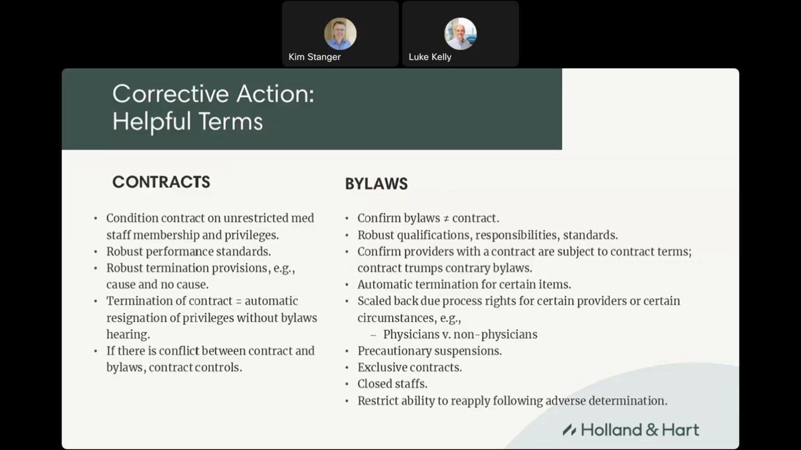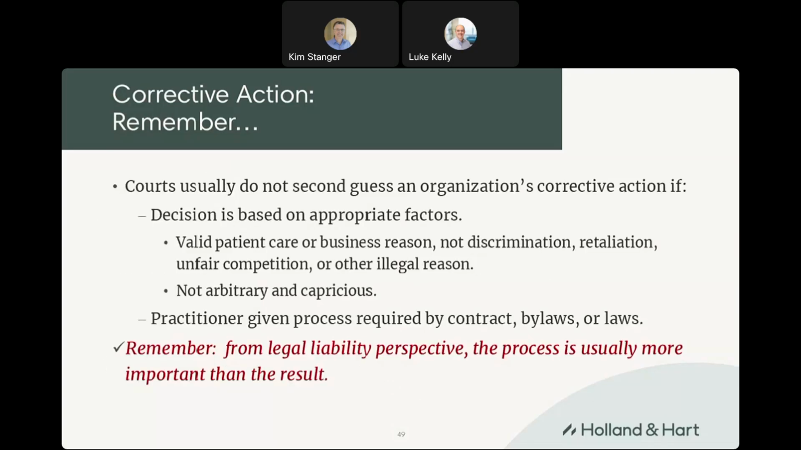Similarly, in the bylaws, you may also want to include additional terms that would be helpful, including terms that confirm that the bylaws do not constitute a contract and don't give rise to contract obligations. Have provisions that state that if you've got a contract provider who's a contract employee or contractor, the terms of the contract control over the terms of the bylaws. And you can see other terms that you may want to have in your contracts for that.